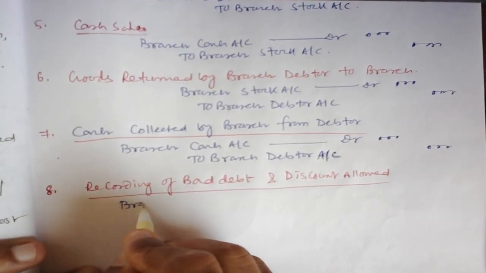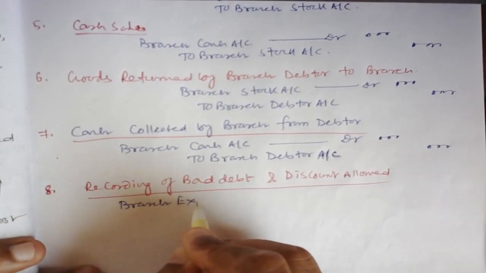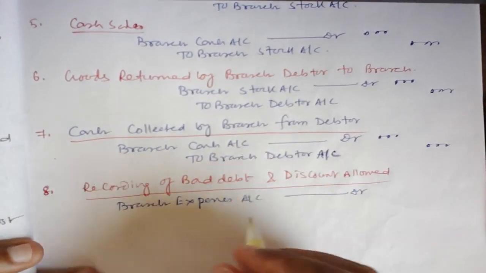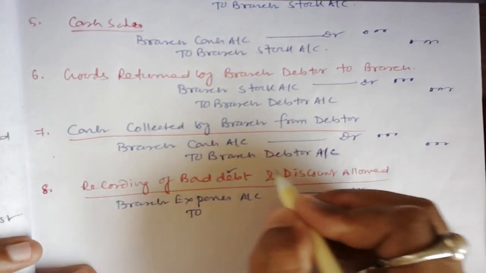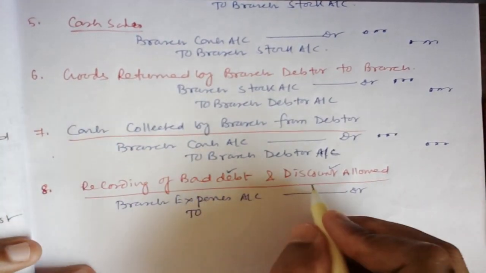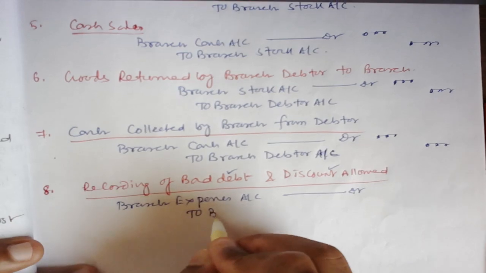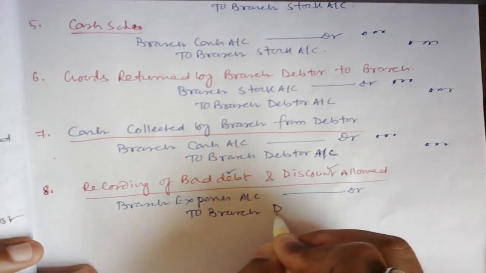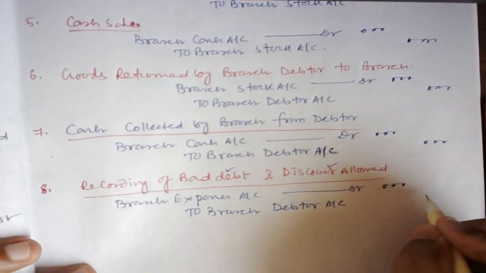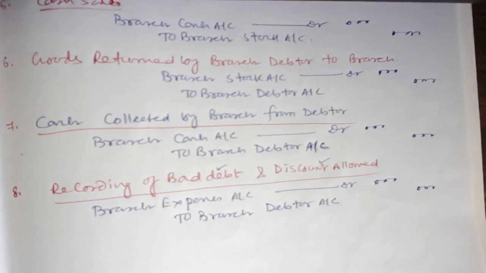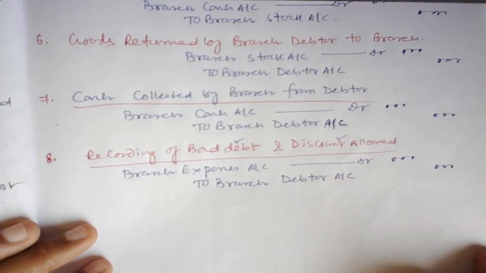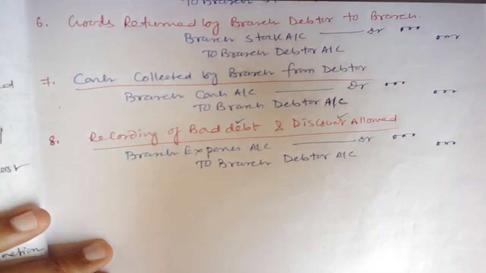So branch expenses account will be debited, and definitely both bad debt and discount are related to the branch debtor. So branch debtor will be credited. So can I write recording of bad debt and discount like that? Branch expense account debit to branch debtor. Correct? That is done, sir.